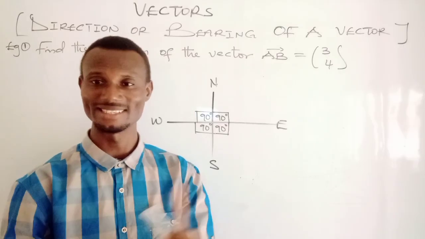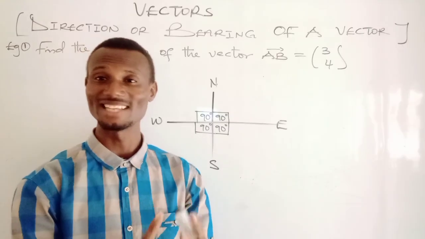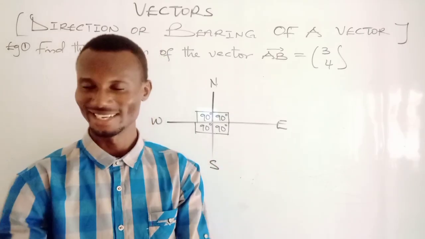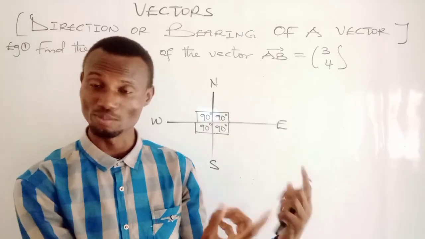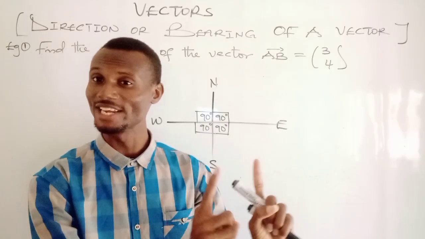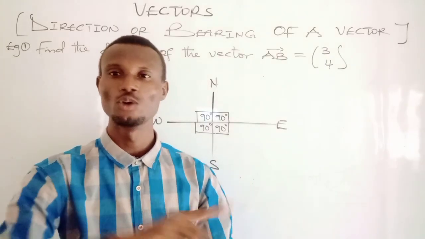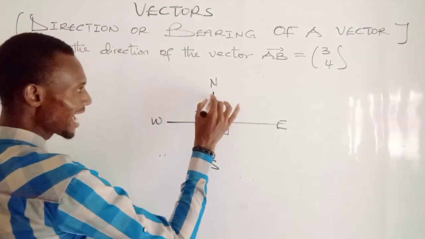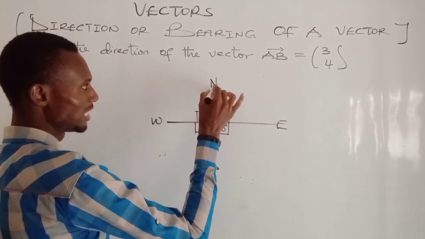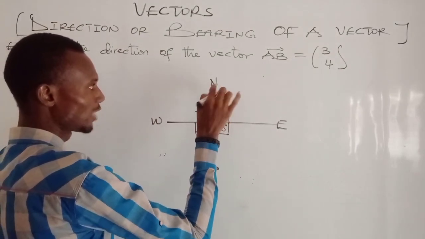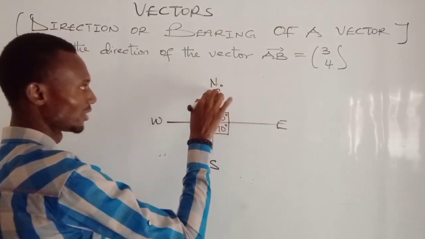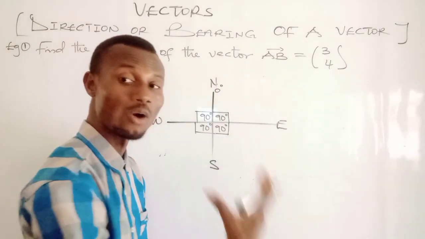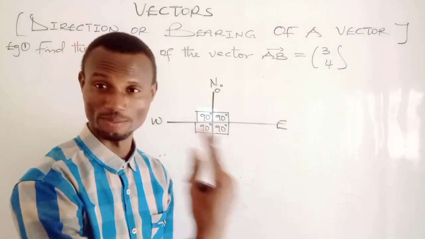So the key things here are you always start reading from the north and you read in the clockwise direction. So when it comes to bearing, you always start reading from the north in the clockwise direction. This is the north, so if I start reading from here, then of course here will be 0 degrees, because this is the starting point where you start reading from. Always you start reading from the north.